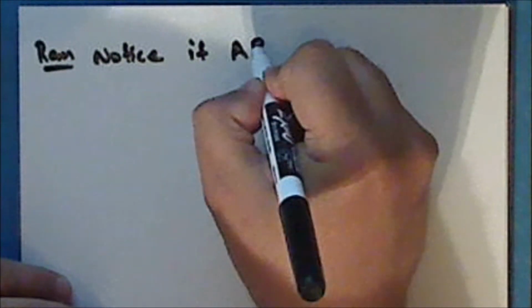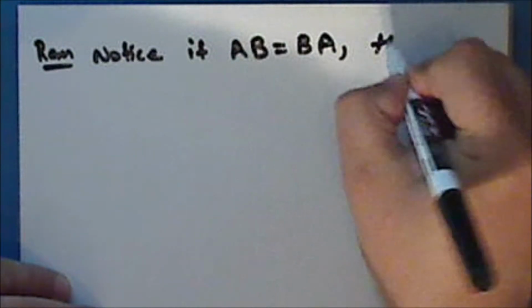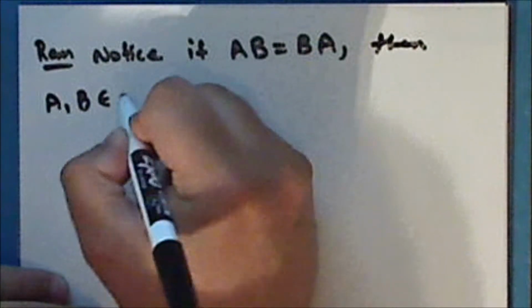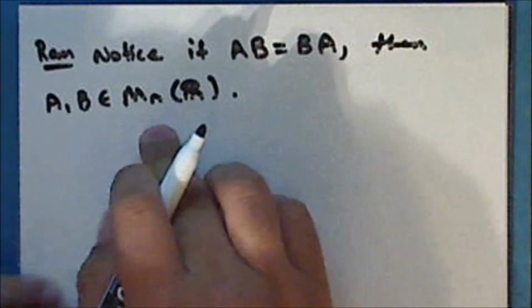Now notice that if A times B is equal to B times A, then A and B are both square matrices of the same order n.